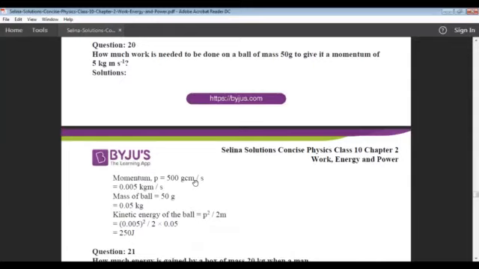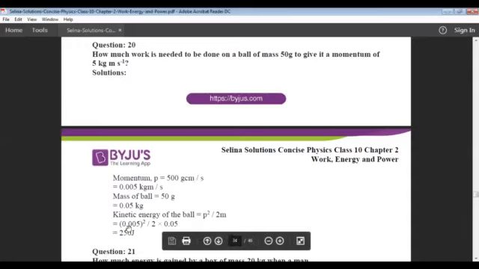So next one, mass of the ball is 50 gram. We will convert it into kg. So it will be 0.05 kg. So the kinetic energy of the ball will be p square divided by 2m. So we know the value of p, momentum, that is 0.005. So if you substitute the value, the kinetic energy will be 250 joules.